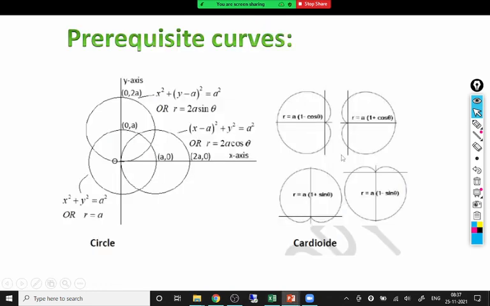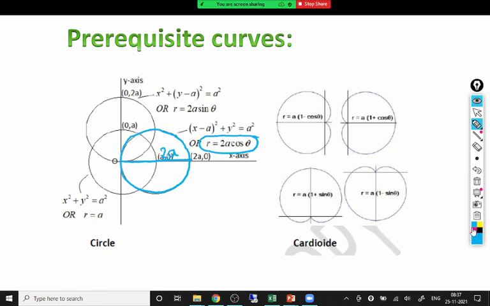Now you'll observe the first curve which we discussed right now, which is r equal to 2a cos theta. If the equation is r equal to 2a cos theta, you have to draw a circle with a diameter 2a on the x-axis.